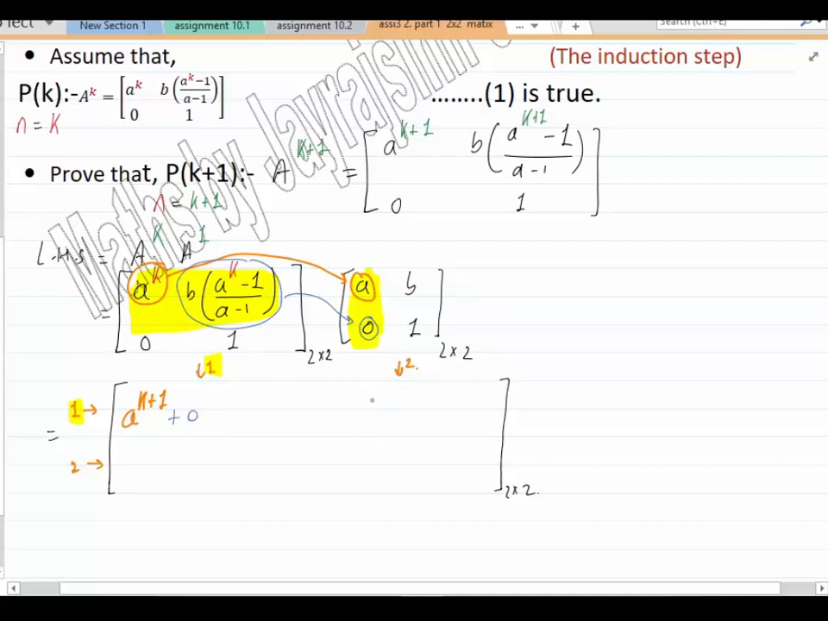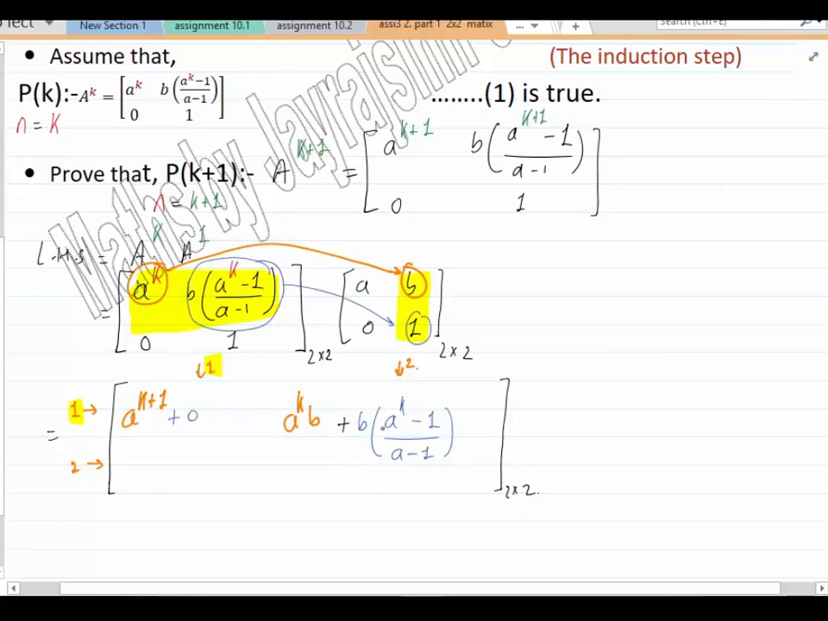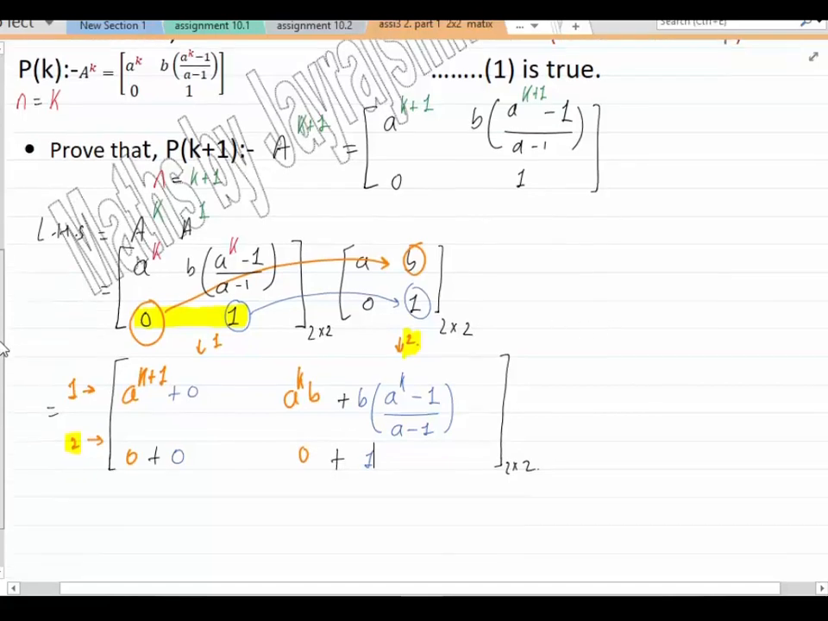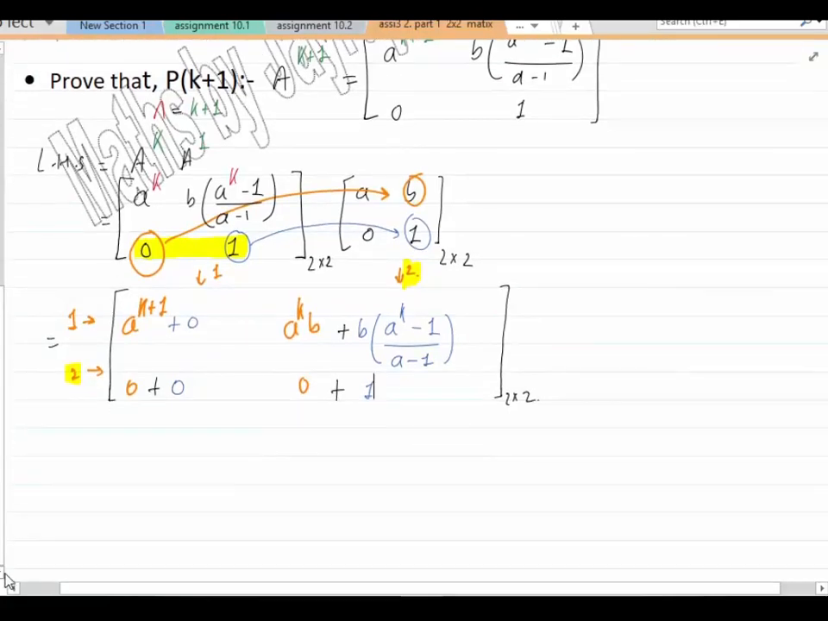The next term will be a raised to k into b plus b into a raised to k minus 1 upon a minus 1. Now the second row first element will be 0 into a, which will give us 0, plus 1 into 0, which will give us another 0, and the last term will be 0 plus 1. Okay, now it's time for simplification.